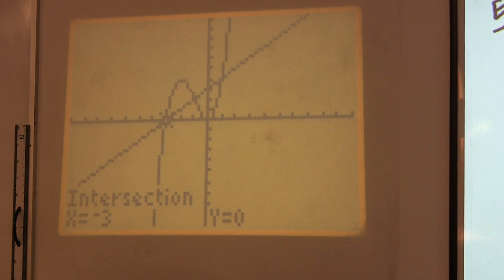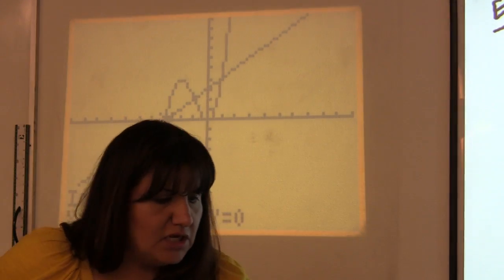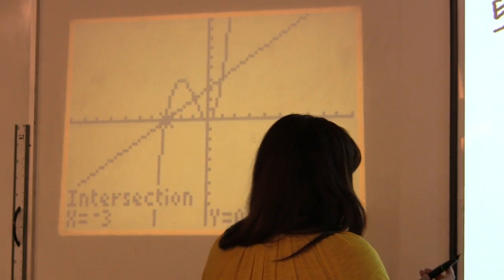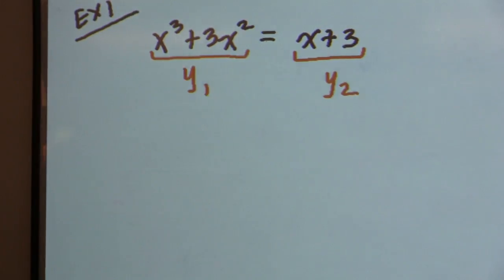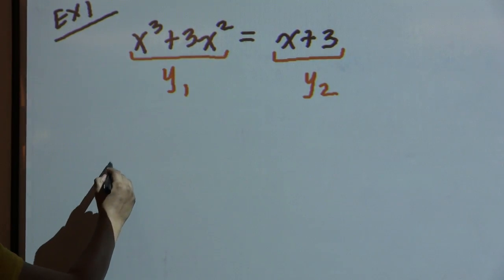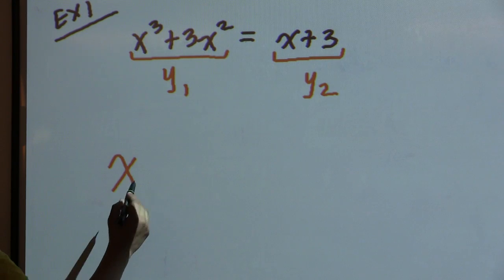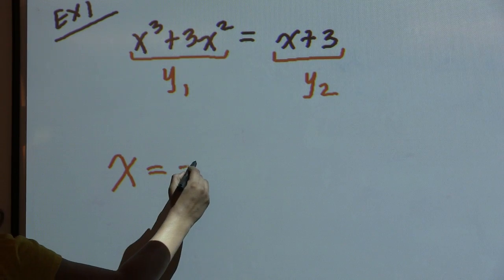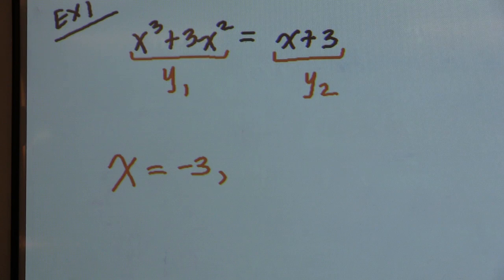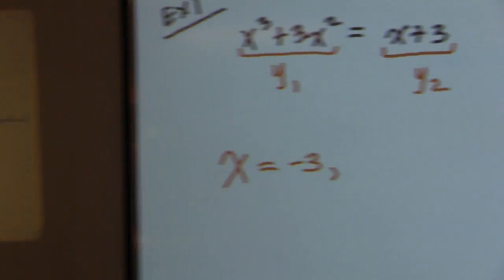It takes a little second, and it says that x equals -3. That is the first intersection. So that means that for our response over here for our solution, we're going to get x equals -3. And we're going to do that 2 more times because there are 2 other solutions.